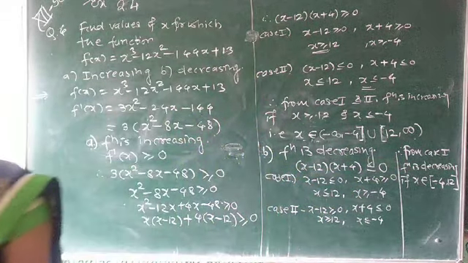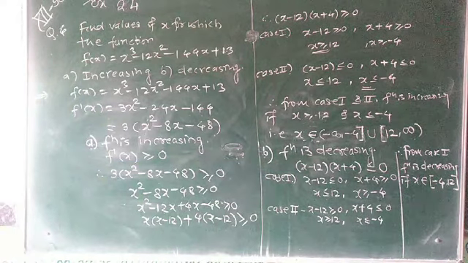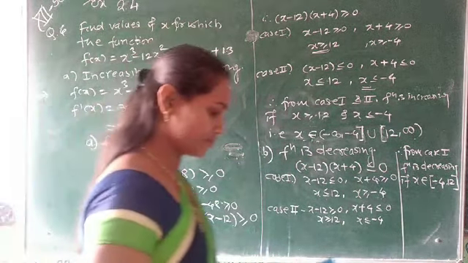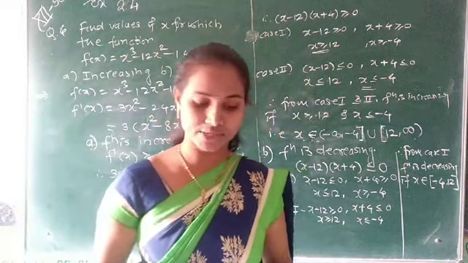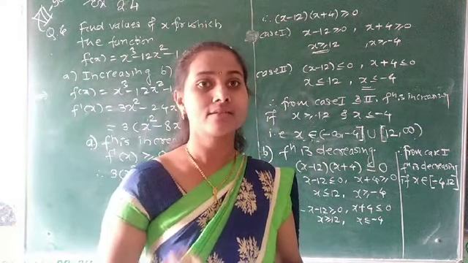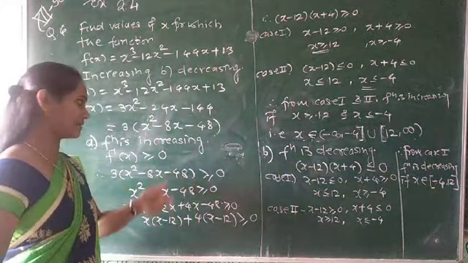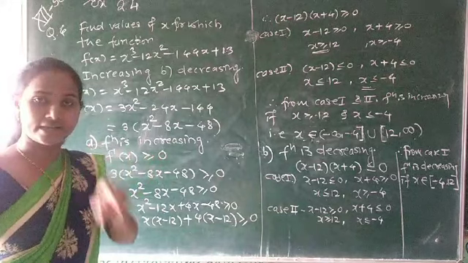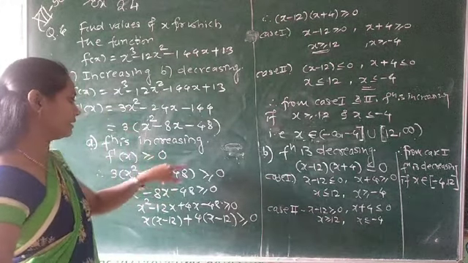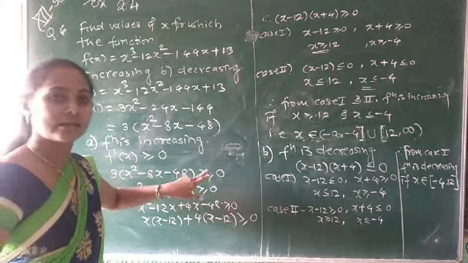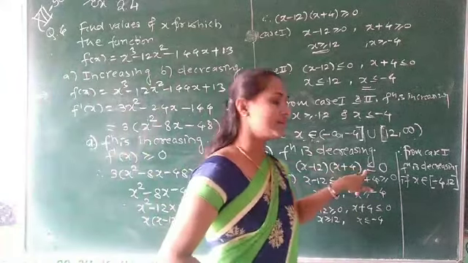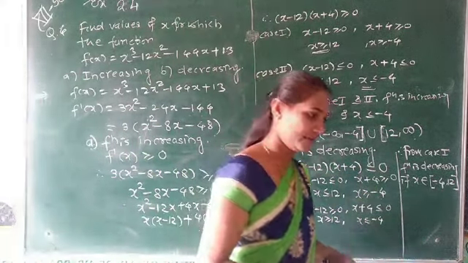Now see the next question, that is question number 5. Find the values of x for which, again here we have a given function, but here the cases are strictly increasing and strictly decreasing. Again we have to solve the same way, but it is strictly decreasing or strictly increasing. Hence for increasing we consider only the greater than symbol, and for decreasing we consider only the less than symbol.